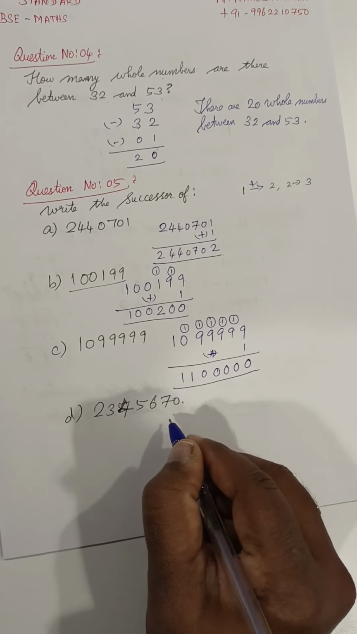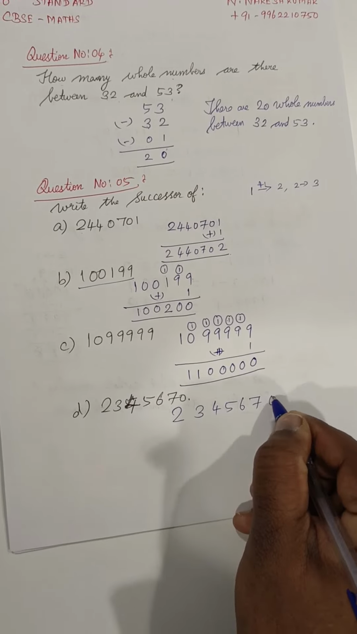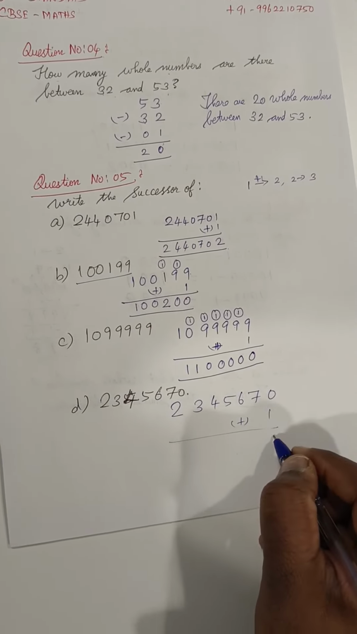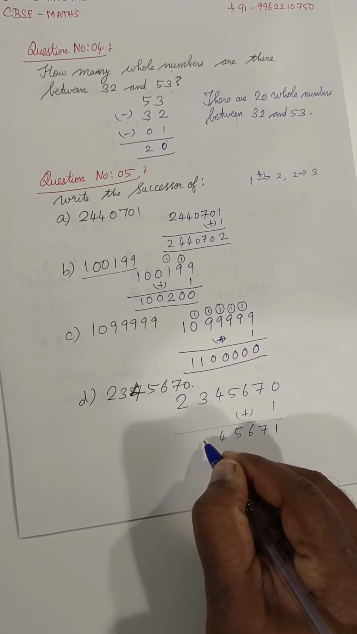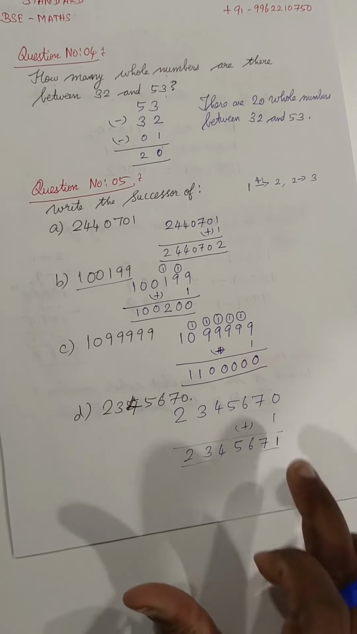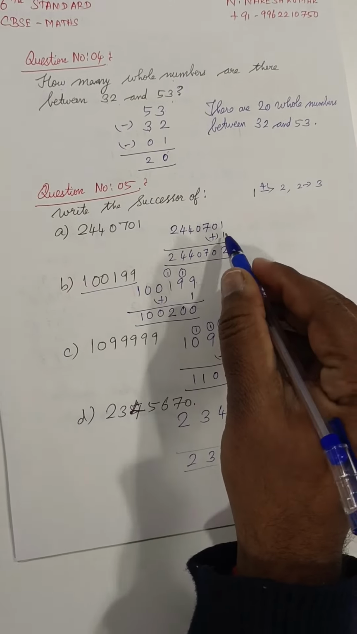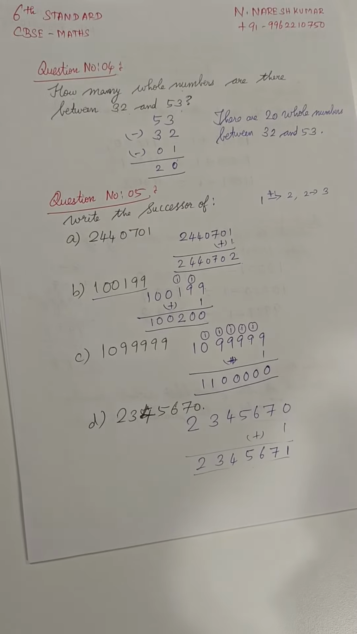The next one, 2, 3, 4, 5, 6, 7, 0. Here we have 0 plus 1, 1. Then 7, 6, 5, 4, 3, 2. So this is the successor. Successor means plus 1. If we put plus 1, we can do the addition and everything. That's all about this problem.